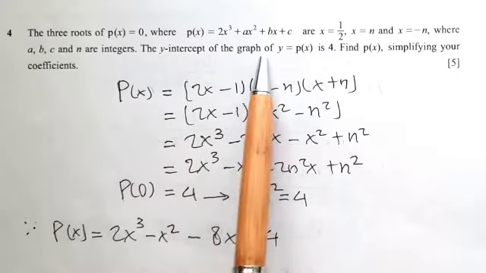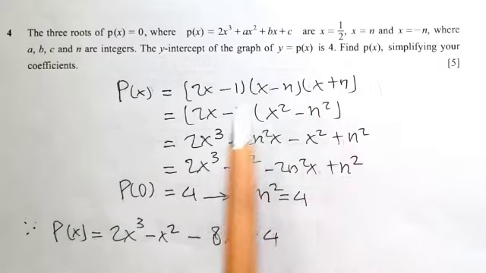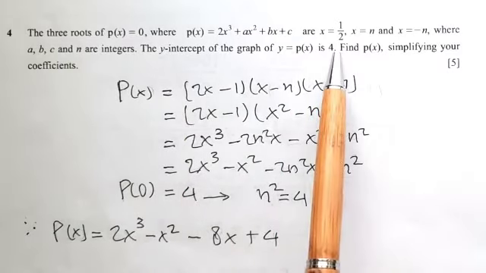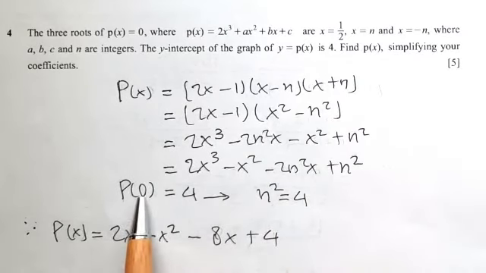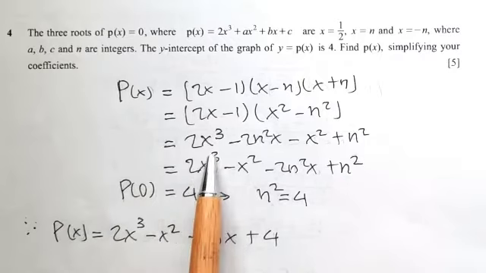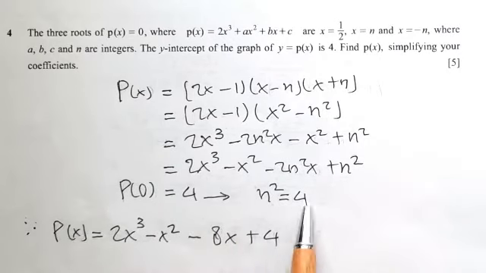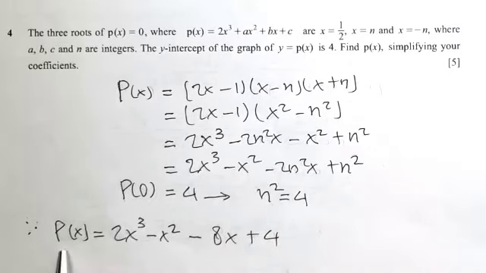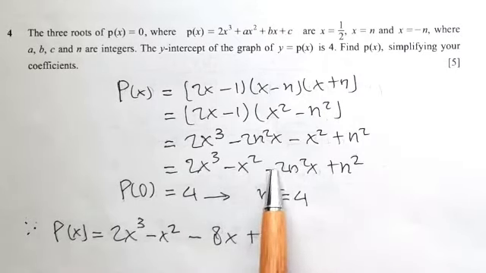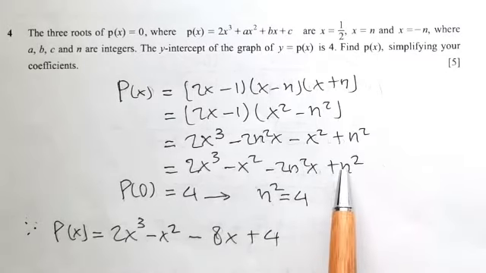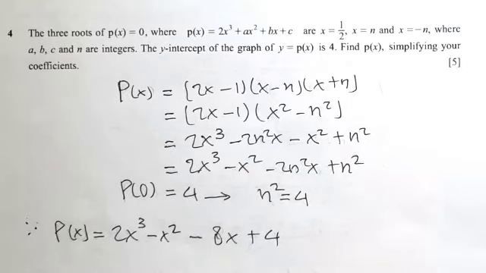And here they said that the y-intercept of the graph y = p(x) is 4. Thus when x = 0, p equals 4, that is, p(0) equals 4. And when x = 0, the terms with x vanish, leaving n squared, so n squared equals 4. Now we substitute n squared = 4 in this equation, thus we obtain p(x) equals 2x cubed minus x squared, and n squared is 4, thus minus 2 times 4, that is minus 8x, and then plus n squared, which is 4. Thus this is p(x).